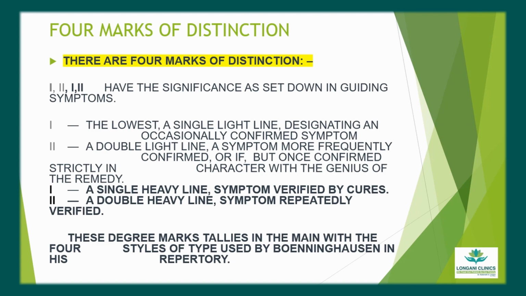A single heavy line: symptoms verified by cures. A double thick line means symptoms repeatedly verified. This degree marking tallies in the main with the four styles of types used by Bonninghausen in his repertory.